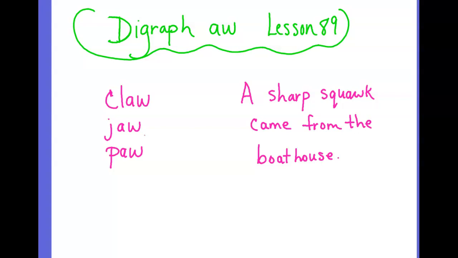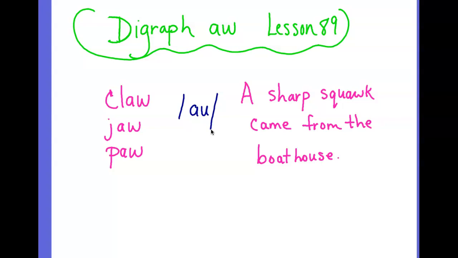We're going to work on lesson 89, and we're going to talk about a digraph, AW. First, what I want you to do is echo these words for me. Claw, jaw, paw. Let's do it again. Claw, jaw, paw. What sound do you hear in all of these words? Can you tell me that? Kind of sounds like a U sound, doesn't it?